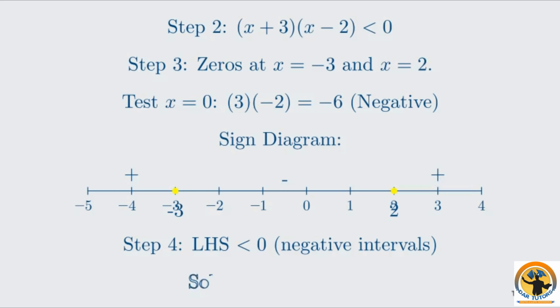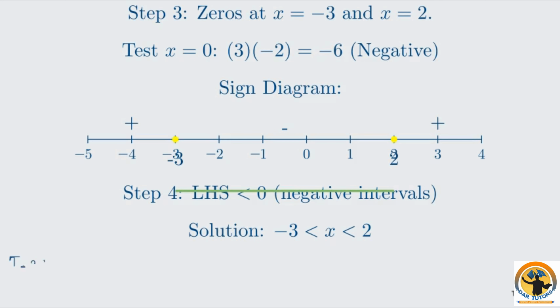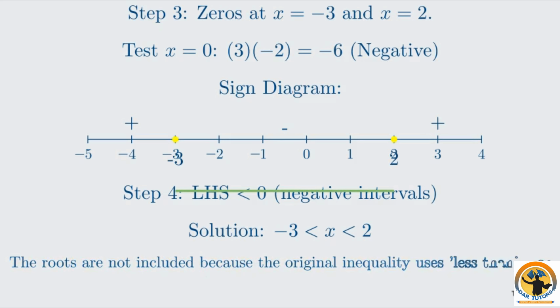This occurs between negative 3 and 2. So the solution is x is greater than negative 3 and less than 2. Notice that the roots are not included because the original inequality uses less than, not less than or equal to.